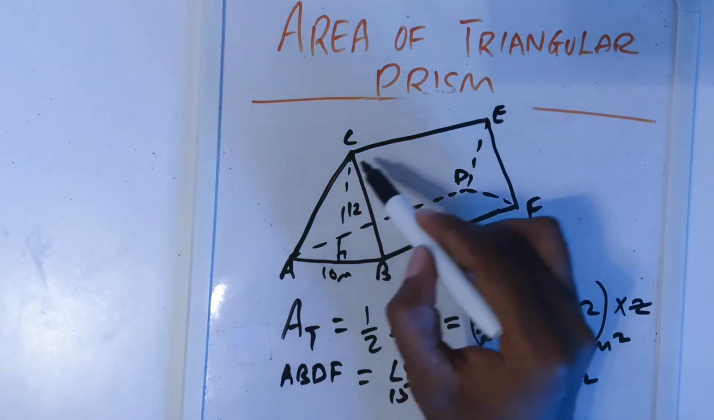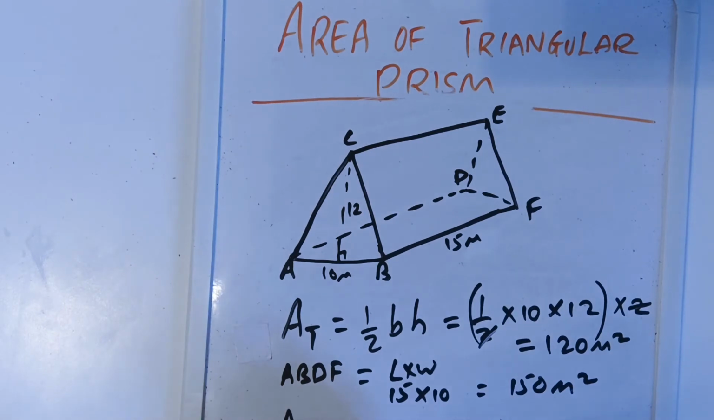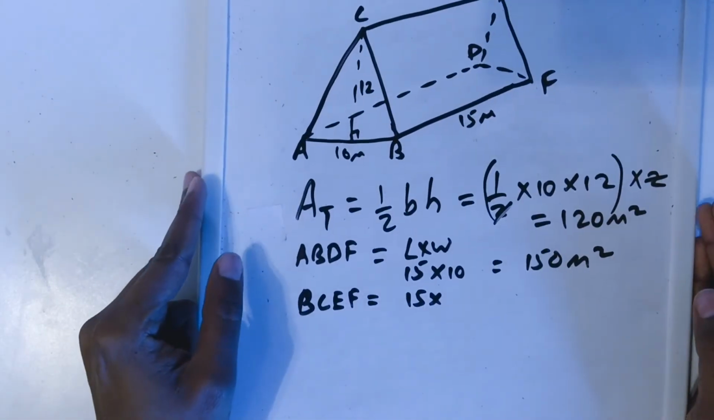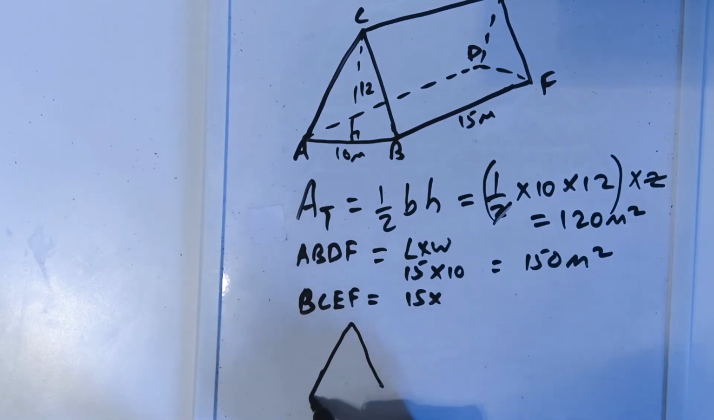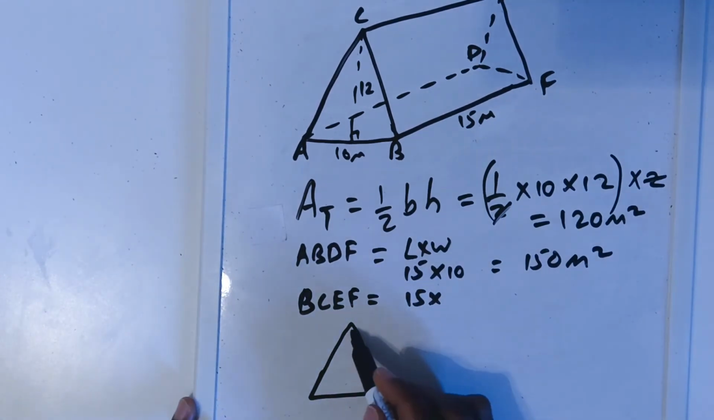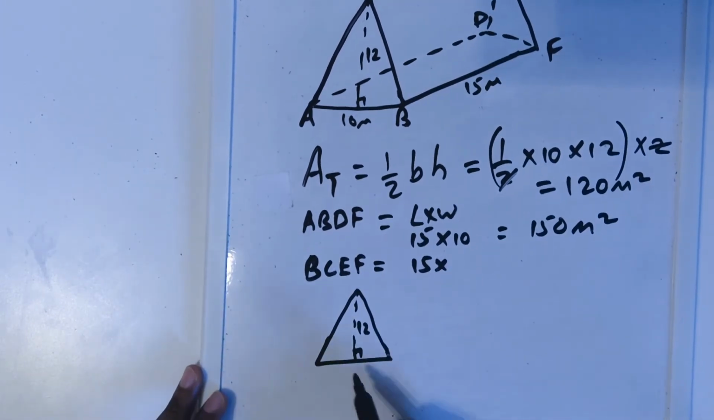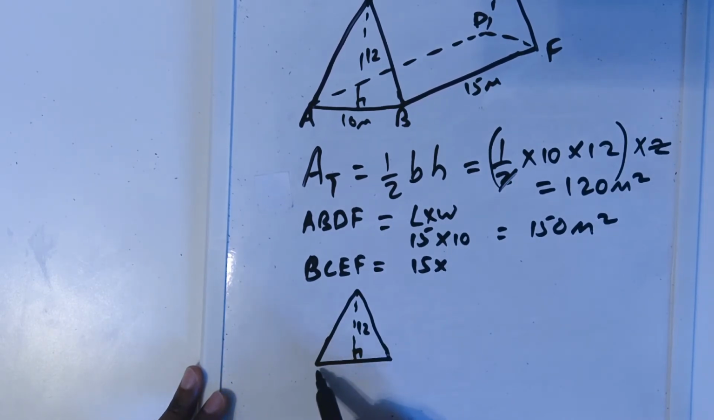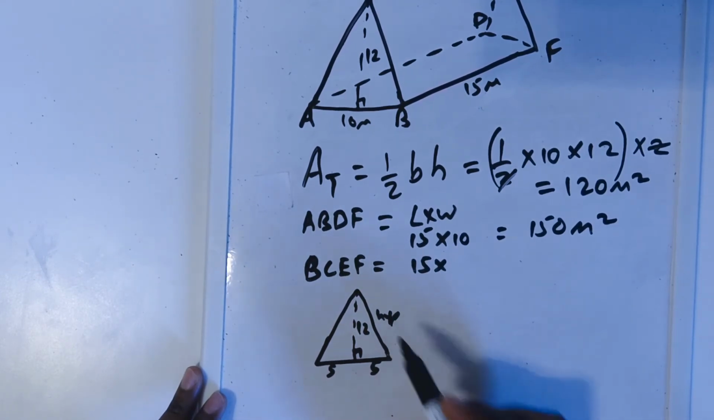However, we don't have the width of this rectangle, rectangle BCEF. We have the length as 15, but we don't have the width. In order to find the width, this is where we have to use Pythagoras theorem for this triangle, where the height is 12. The base is equally divided. The base is 10, but when you equally divide, it is 5 and 5. So we need to find the hypotenuse of this.